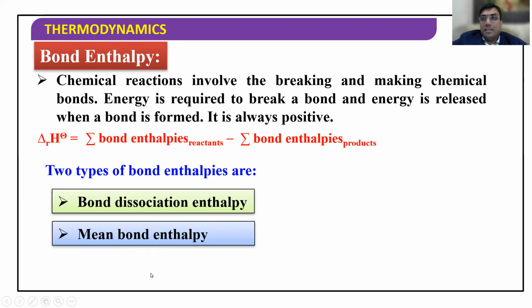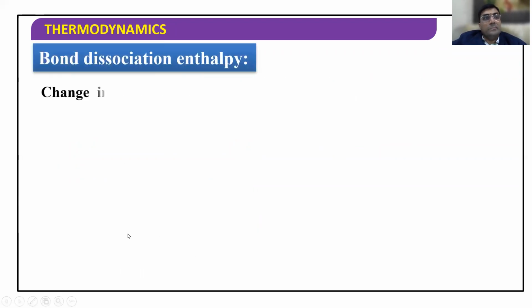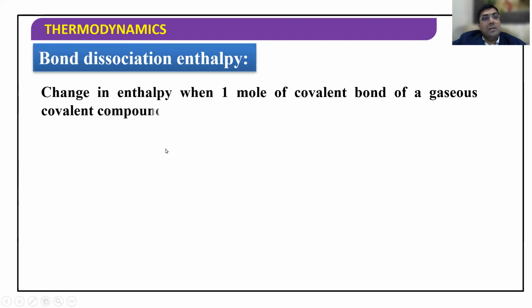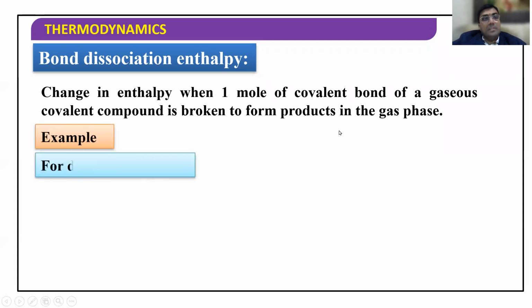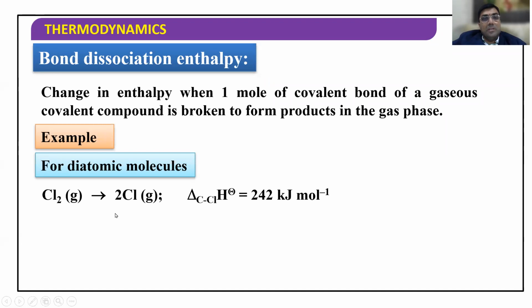I'll teach you what mean bond dissociation enthalpy means in the next slides. Bond dissociation enthalpy is the change in enthalpy when 1 mole of a covalent bond of a gaseous species is broken to form products in the gaseous phase. Example, you see here, diatomic systems. Here, what type of bond are you breaking? Cl and Cl. Similarly, for O2, the O and O bond is broken, one pi bond and one sigma bond.